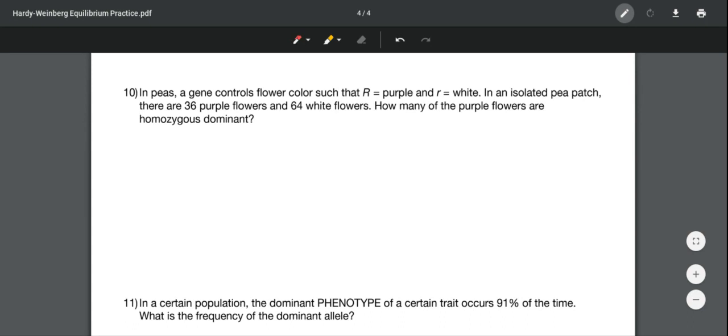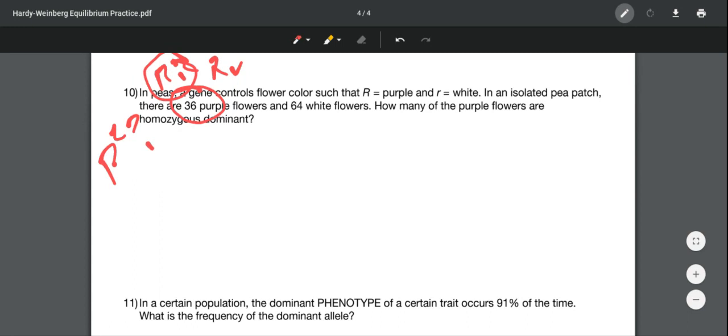So we know out of these 36 purple flowers, that could be homozygous dominant, or it could be heterozygous, because it just means it could be either big R big R, or big R little r. So we're trying to figure out how many of them are just this right here. So let's think about what we need to figure out. Well, to figure that out, I need to know what P squared is. That's what I'm trying to solve.